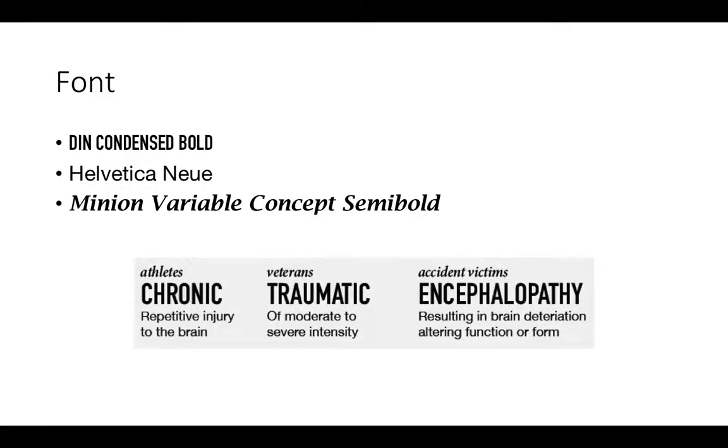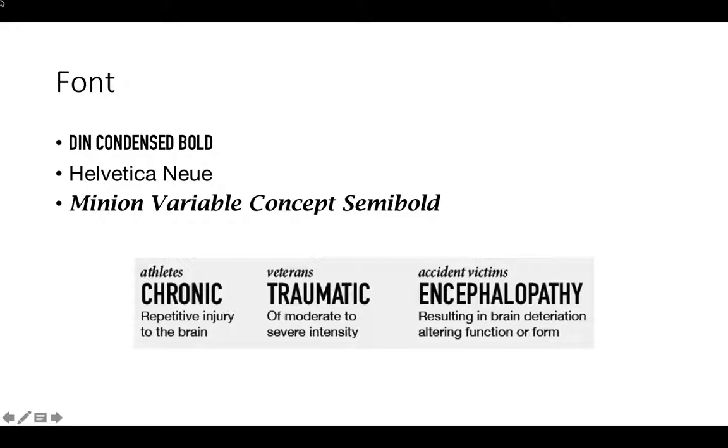Typography. So I used 3 main fonts here. The DIN condensed bold, the Helvetica Neue, and then the Minion variable concept. And you can see this is actually a little excerpt I've taken from my infographic here. DIN condensed bold was typically used for titles or subtitles, or even little tiny standalone paragraphs. Helvetica Neue was used for paragraphs, longer paragraphs like 5 to 7 sentences. And then Minion variable concept was also used for subtitles occasionally that needed extra flair to it.